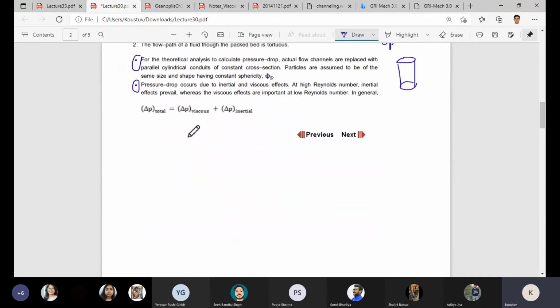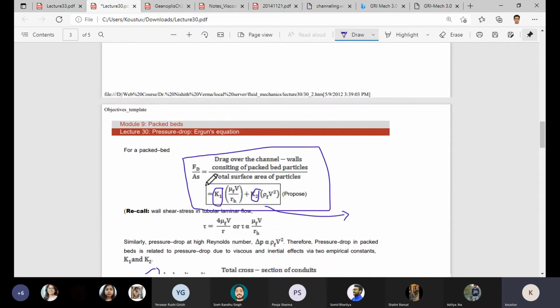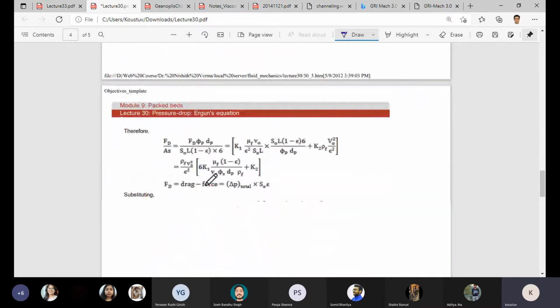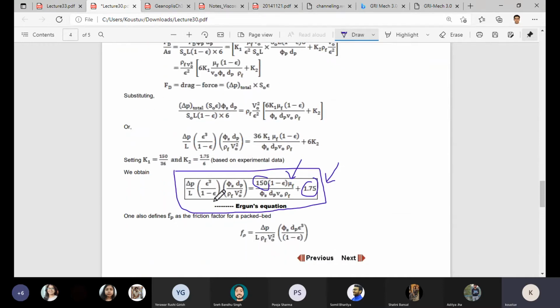as I said, it starts with these two assumptions, and the total pressure drop we equate to viscous and inertial. In the final expression we see that one part corresponds to the laminar zone and the other part corresponds to the turbulent zone. There are different terms: epsilon is the bed porosity or void fraction, dp is the particle diameter, phi s is the sphericity. So if it is a spherical particle, then it is 1.